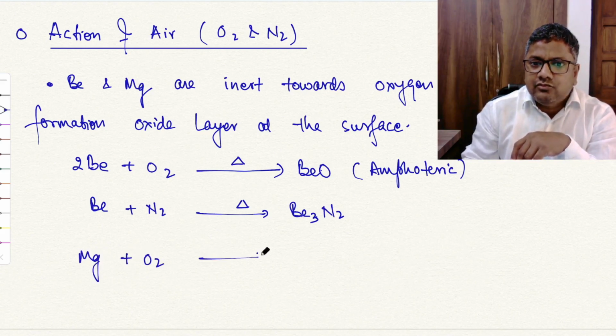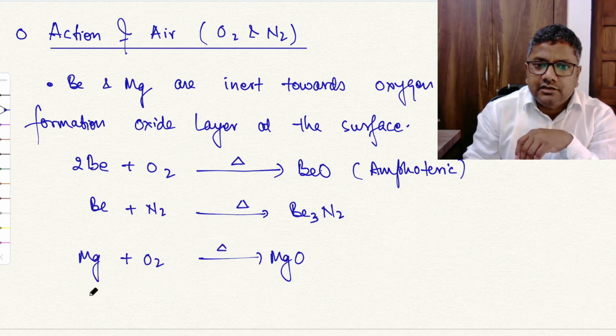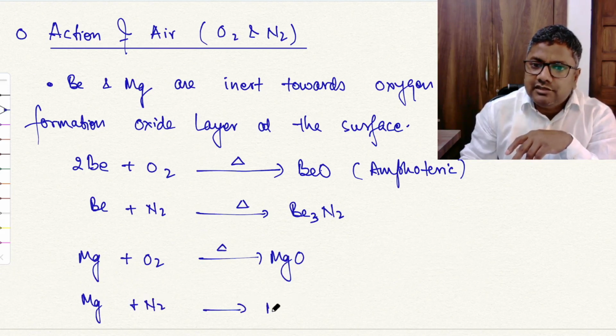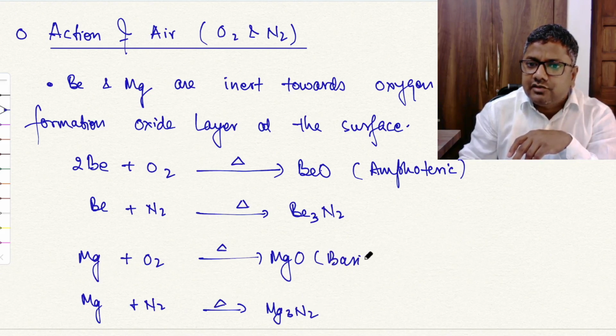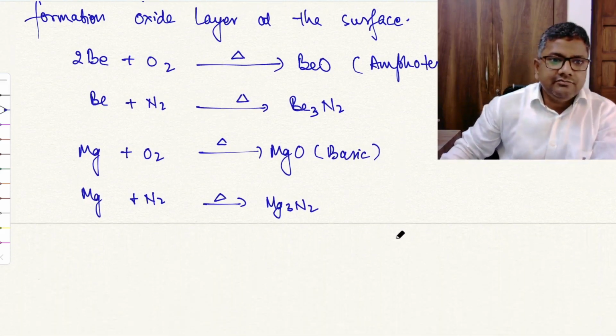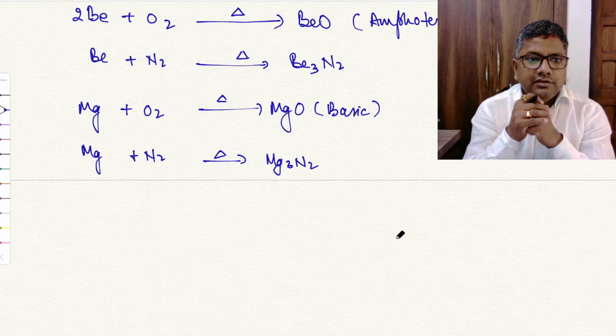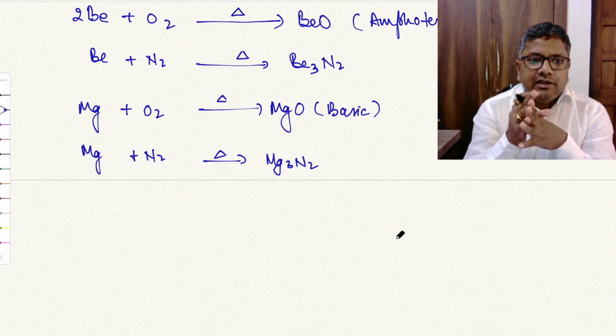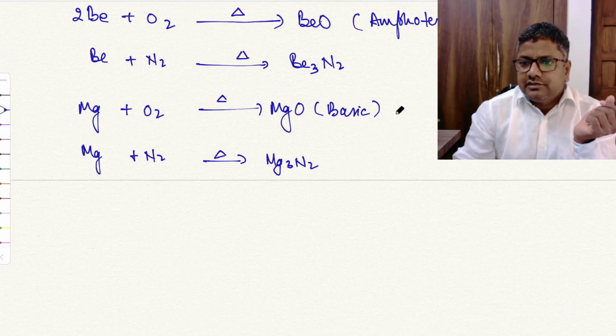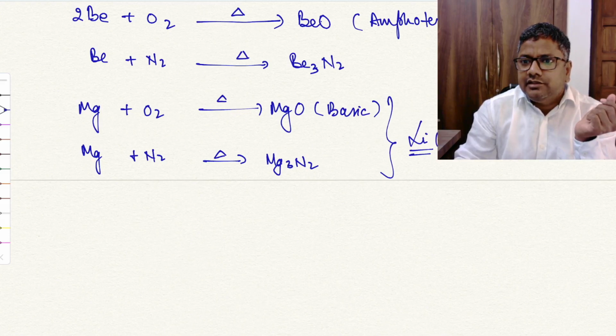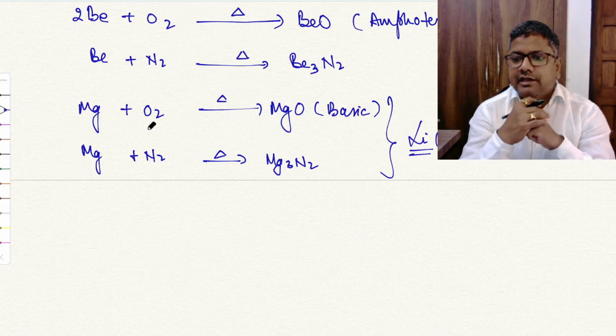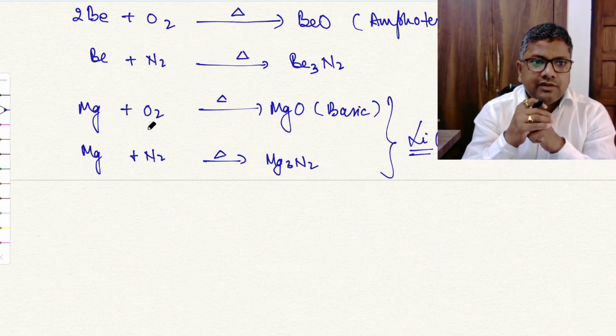Magnesium, in the similar way, also forms the oxide and nitride. Magnesium plus O2 gives MgO, right? Heat is required, and magnesium ribbon burns in nitrogen brilliantly, giving Mg3N2, right? And this is a basic oxide, not amphoteric. So beryllium and magnesium show similar property with lithium also, because we have the same reaction with lithium, as you know that lithium and magnesium have a diagonal relationship, right?